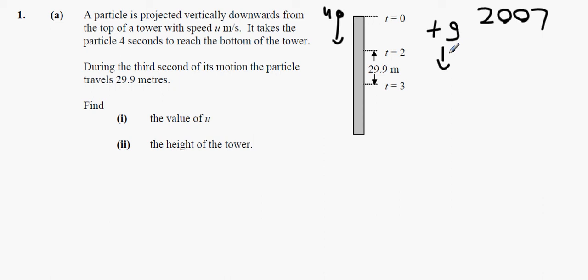Okay, so what we know about the bottom of the tower is that it takes 4 seconds to get all the way to the bottom. During the third second of its motion, it travels 29.9 meters. So remember the language of the third second: the first second is 0 to 1, the second second is 1 to 2, the third second is 2 to 3, and it's actually assisting you with the diagram. It travels 29.9 meters. Find the value of u.